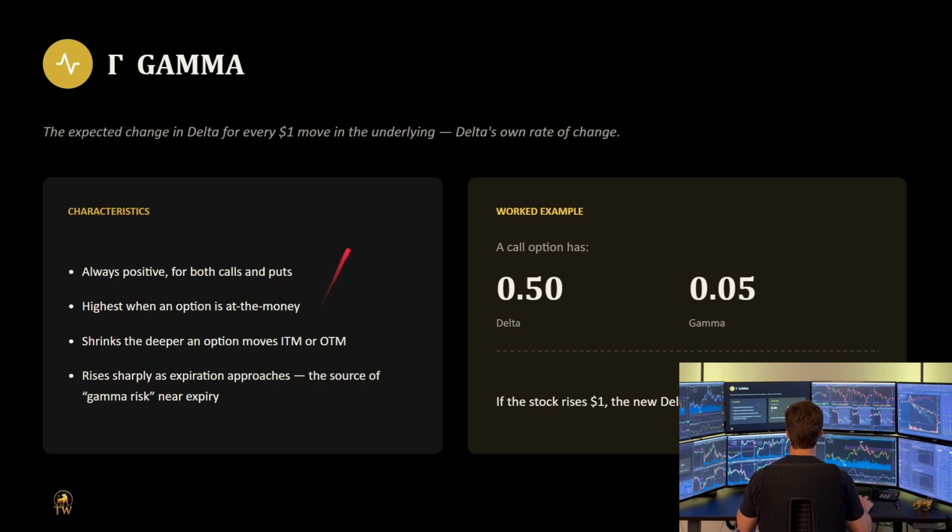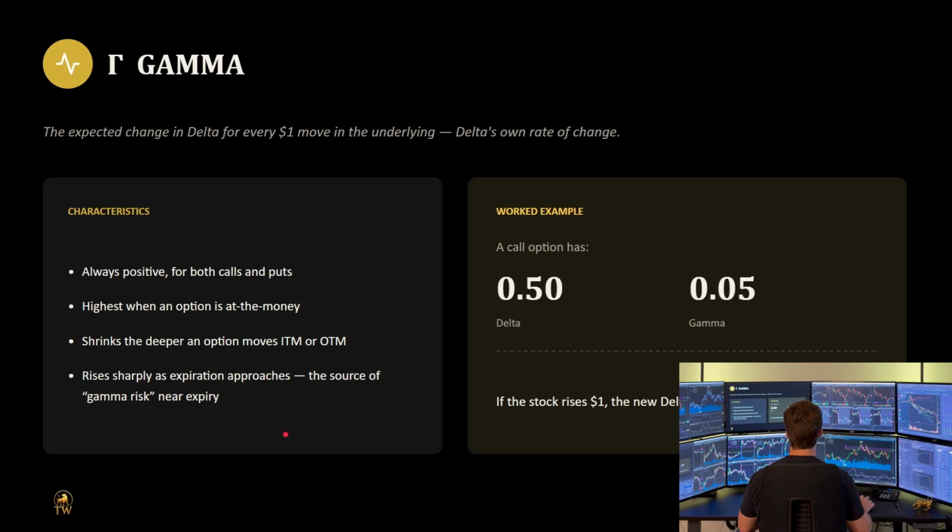Again, you can kind of think of gamma like a bell curve. It's going to be highest at the money, and it goes down as it goes out of the money, and down as well as it goes in the money. Now, this is really key, like I said, for all of you zero DTE options traders. Gamma will rise sharply as expiration approaches. This is the source of the gamma risk near expiry.